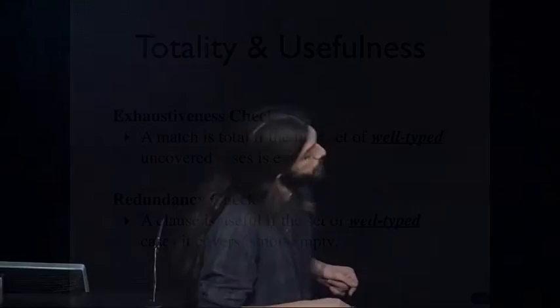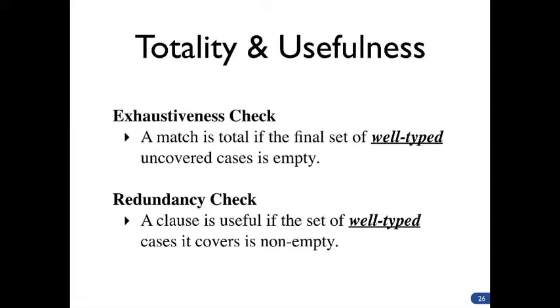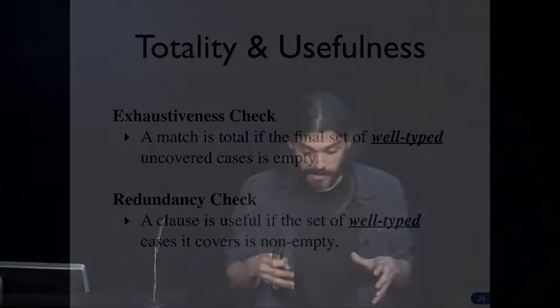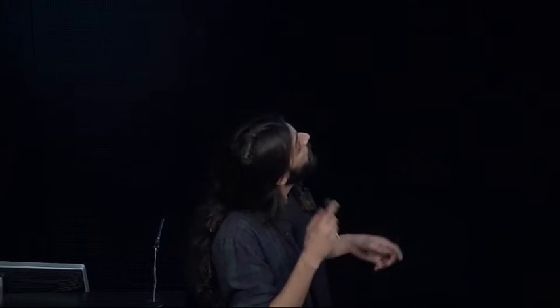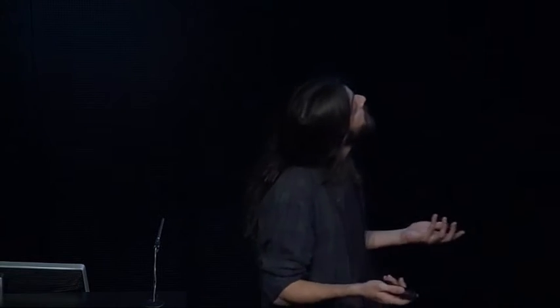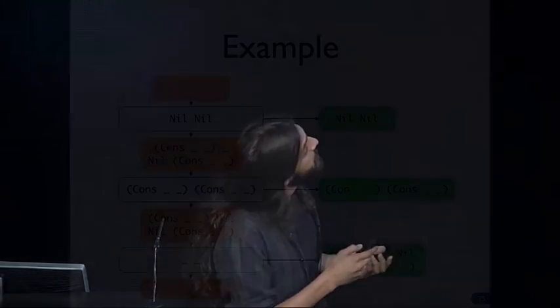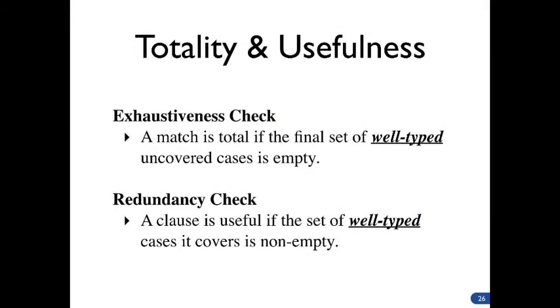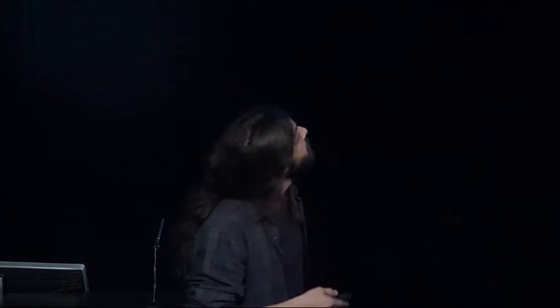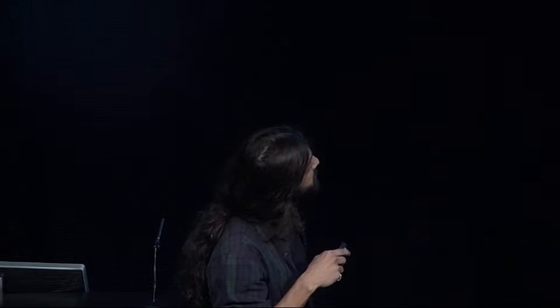Sorry for that. Well, now, until this point, if we issued warnings right now, we would get the same results as we get right now with GADT. A match is considered total if the final set of uncovered cases is empty. If nothing is missing, then everything is covered, right? Well, what we don't force here is the well-typedness. And what GADT doesn't do is exactly this here. Also, for the redundancy check, to consider a clause useful, it has to cover at least one case. So we need the set of well-typed cases it covers to be non-empty.